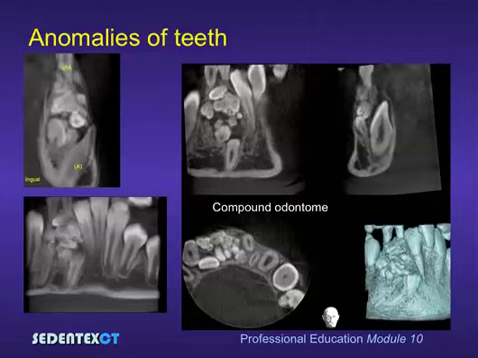This particular case shows a compound odontome, characteristic features of which are multiple small denticles in an area that's quite restricted and well defined. The usual size of these is about 1 centimetre and most commonly located in the anterior regions of the jaw.